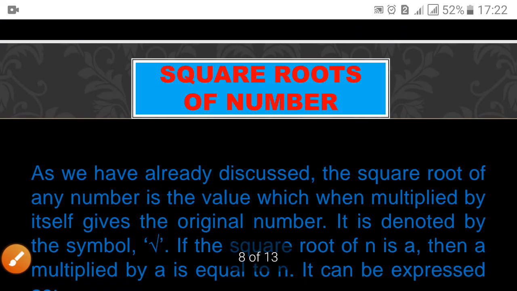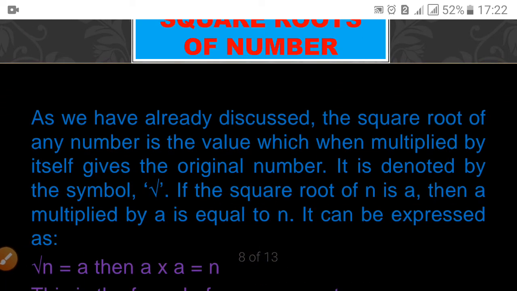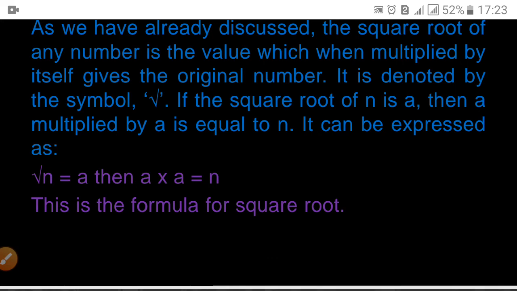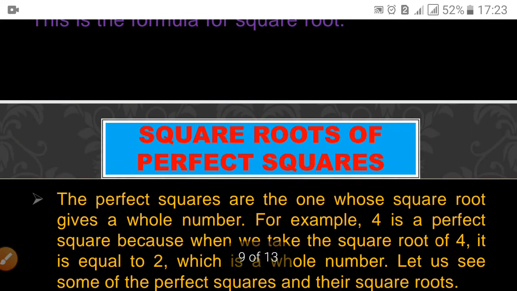Okay. Next concept is square root of a number. We already discussed that squares and square roots are opposite in nature. The square root of any number is the value which, when multiplied by itself, gives the original number. It is denoted by the square root symbol, and if the square root of n is a, then a multiplied by a is equal to n. So if square root of n is equal to a, then a into a is equal to n.